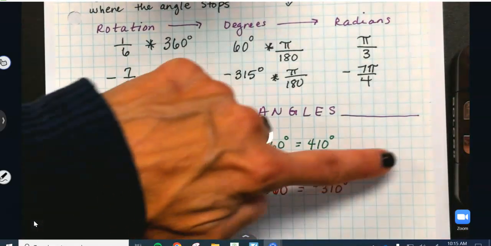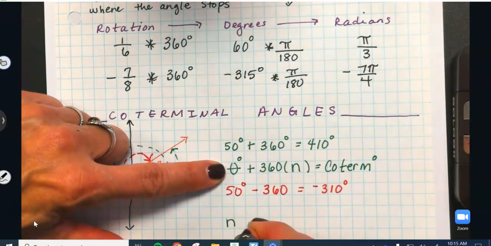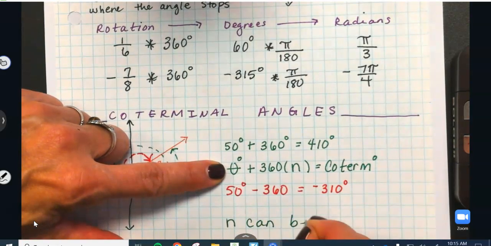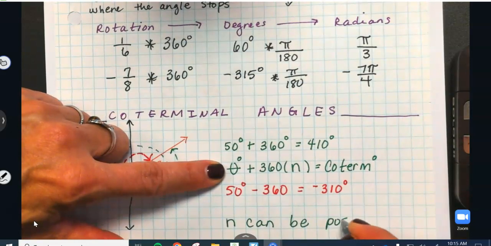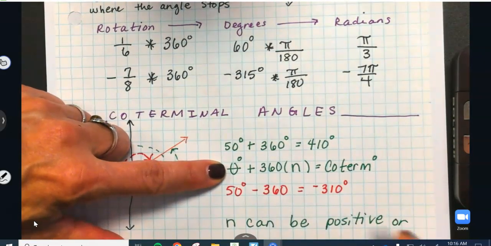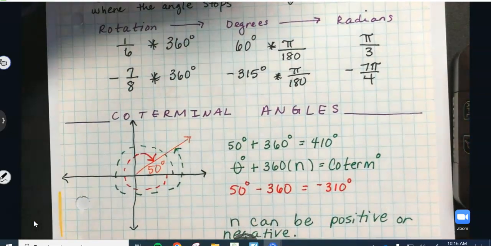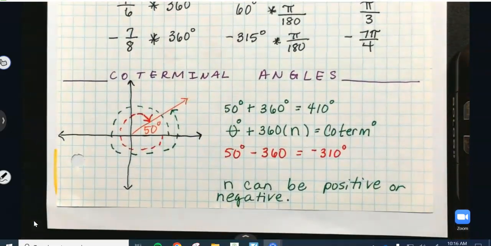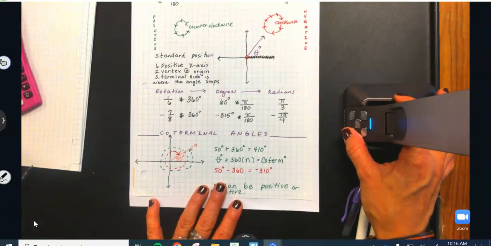So this formula works. Just remember that N can be positive or negative. It's going to be positive if you're going in the positive direction, of course. It's going to be negative if you go down. So that's how we find coterminal angles. Ooh, I am off the screen there. All right, let me zoom out. Let's take a look at everything we did. Let's recap for a moment.